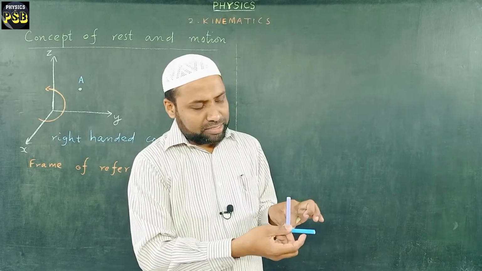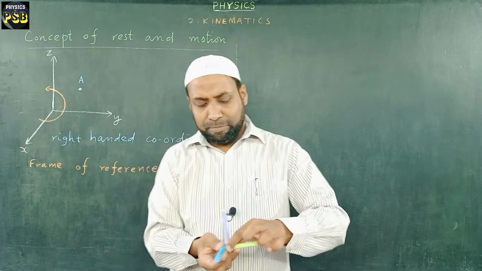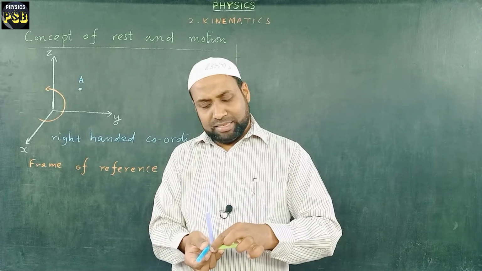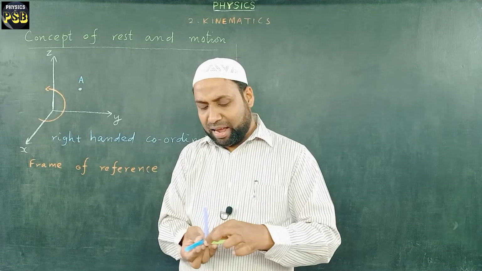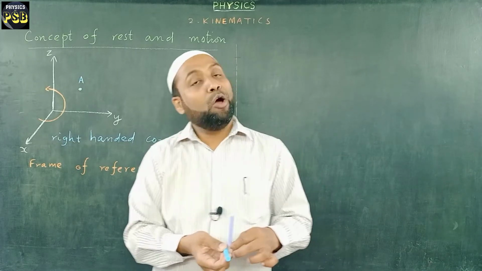Now the x axis and the z axis make an angle of 90 degrees. Similarly, the angle between the y and z axis is 90 degrees. Similarly, the angle between the x and y axis is again 90 degrees. I hope you have understood.